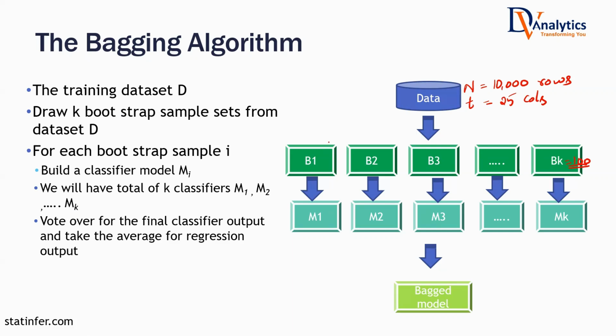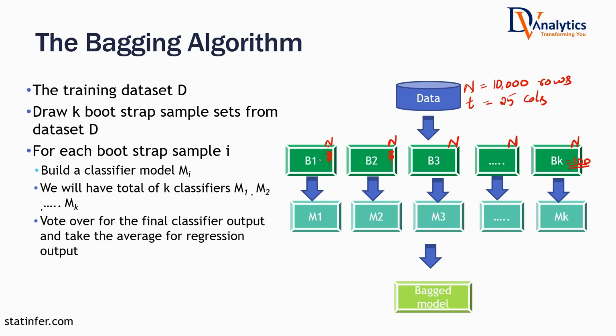What will be the size of each bootstrap sample or each bag? How many records will be there in this bag? The number of records in each bag will be 10,000. Whatever is the size of the data, the same. Here n is 10,000, so there will be n records here, n records here, n records here. Does that mean this is an exact replica of the data? No. There are some records that are repeated multiple times. There are some records that are ignored.